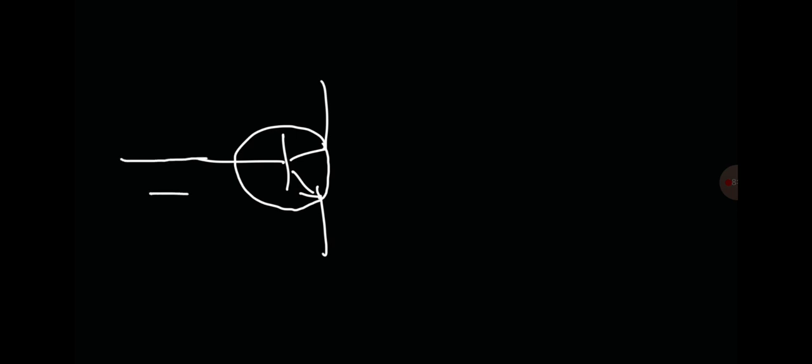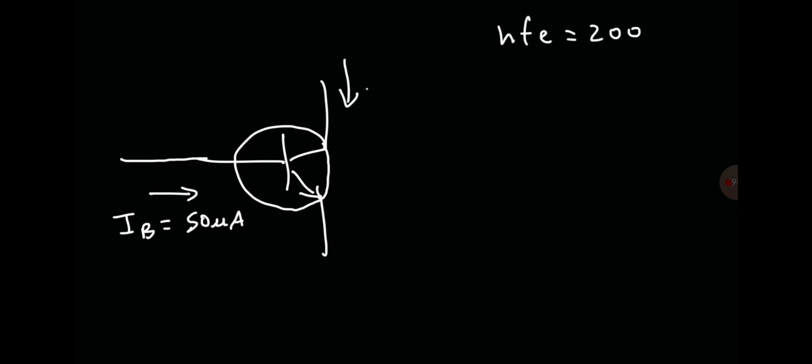And let's say that this transistor has a base current of 50 microamps. And the transistor has an HFE or a beta of 200. Calculate IC and IE in this example. Calculate the collector and the emitter currents. Feel free to pause the video.